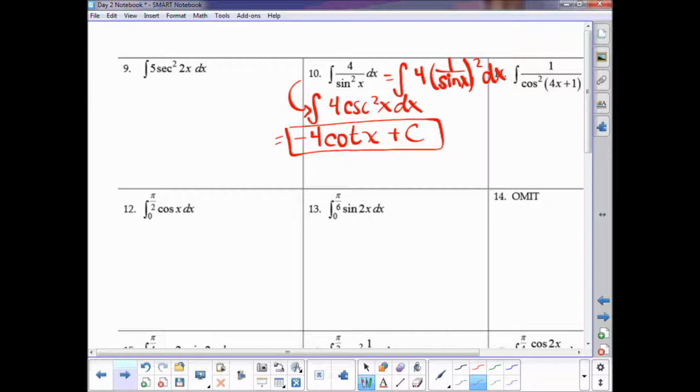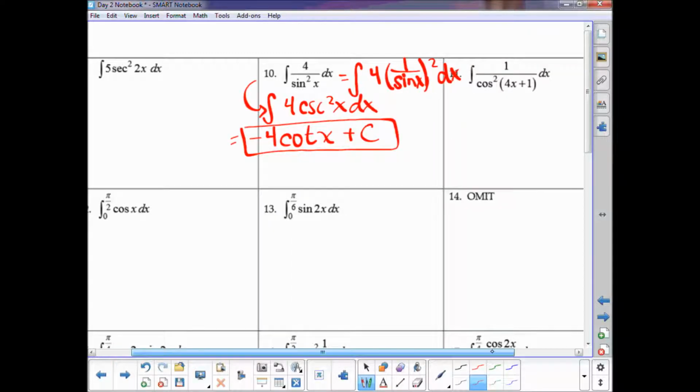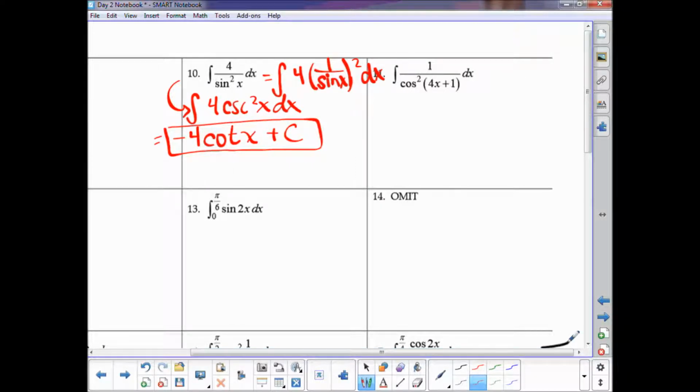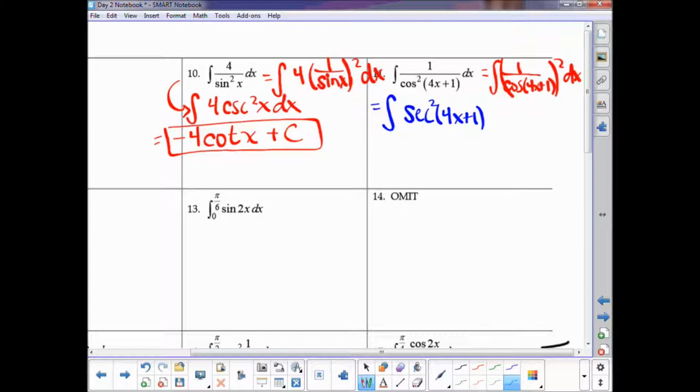So then let's go and take a look at that one next, or just kind of re-emphasize that. So again, 1 over cosine squared. Let's rethink of that as 1 over cosine quantity squared. So how could I rewrite this using the reciprocal identity, or the reciprocal function? Good, very good. Secant squared. So this is going to be secant of 4x plus 1 squared dx, right? So again, we want to think of it in terms of that reciprocal function.